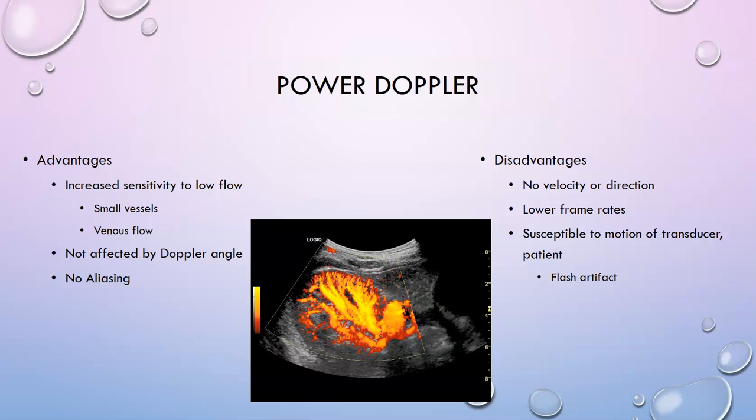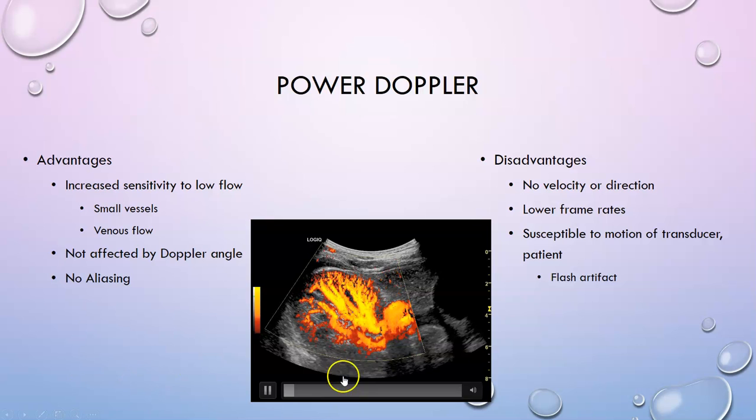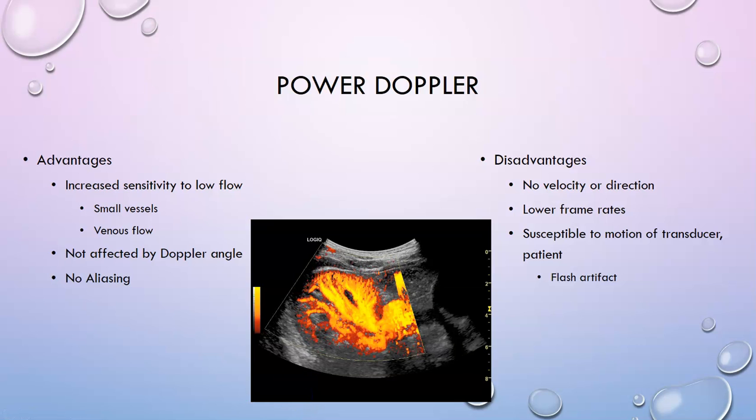The advantage of power Doppler is that it has an increased sensitivity to slow flow, such as in small vessels, so you can see perfusion easier. It's not as affected by the Doppler angle as other types of imaging. There's no aliasing that occurs with it because there's no velocity information. But of course, the disadvantage is that there's no velocity information.